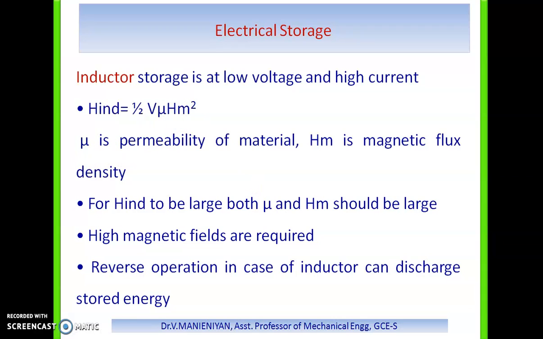Normally, for a large mu and H, that is, it should have a permeability with magnetic flux density. Consequently, the high magnetic field will convert into large mechanical forces, which should be supported by strong structures. The reverse operation of discharging the stored energy creates another problem, since it involves opening of the circuit carrying a large current.